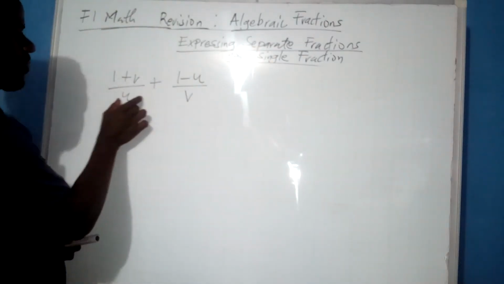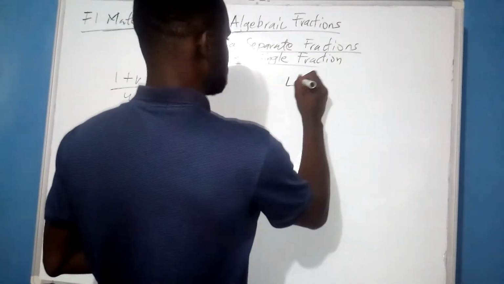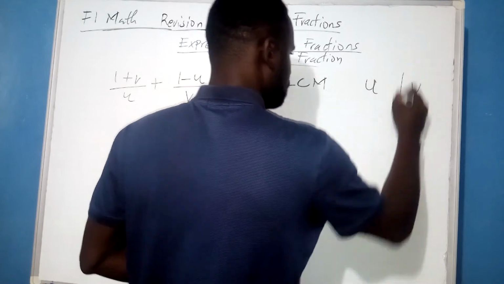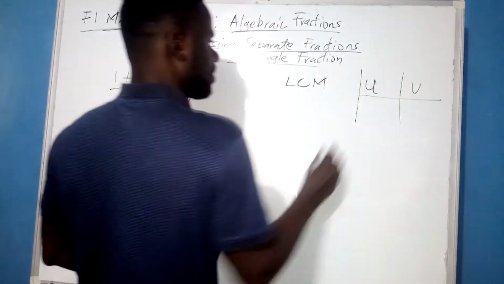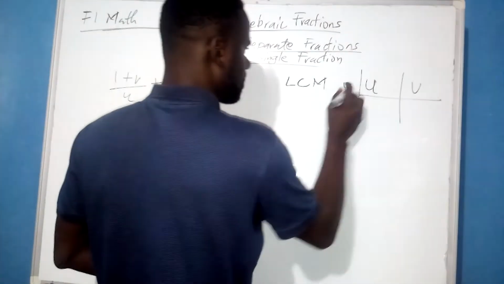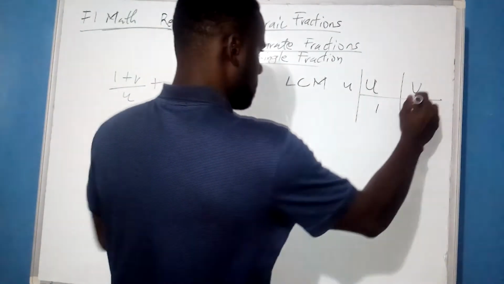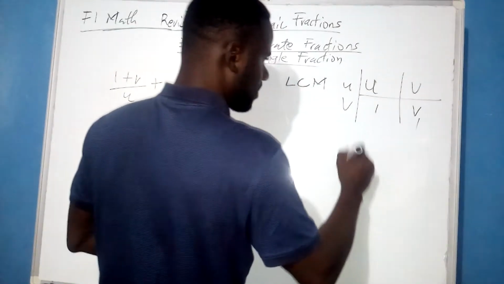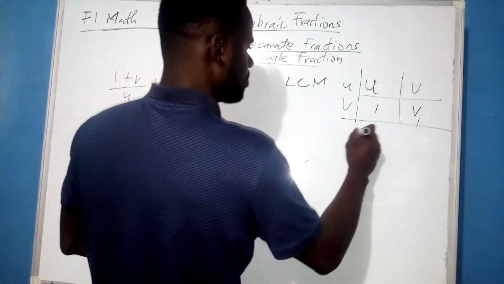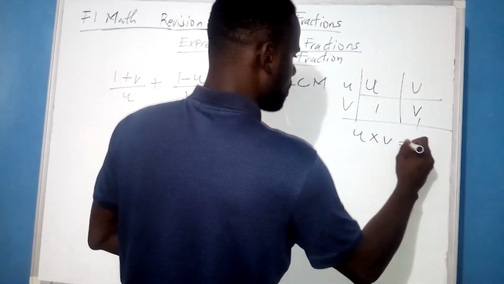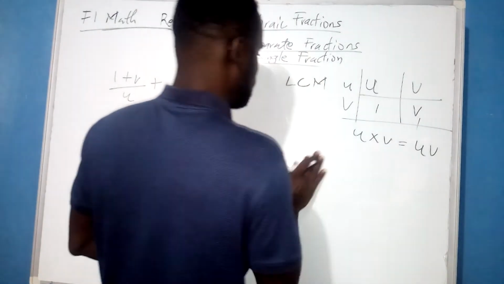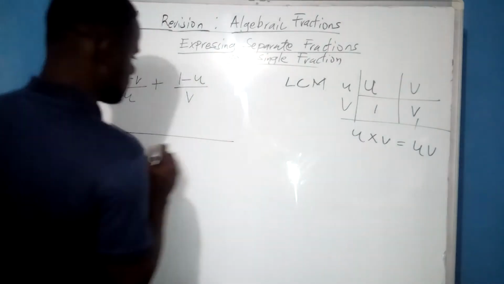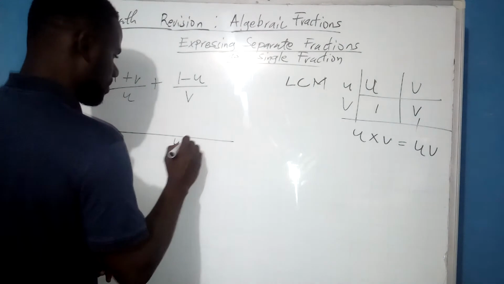And what is the LCM of u and v? The LCM of u and v will simply be: u can divide u once but cannot divide v. Then v can divide v there. Therefore the LCM will be u times v, which is uv. Now that is the LCM of the denominator. So we'll write that as the LCM, uv.